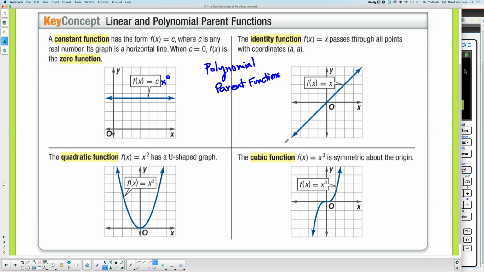Or here's a parent function of a linear. This would be x to the power of 1. Over here, this would be x to the power of 2, and this is x to the power of 3. So with these polynomials, these are the different shapes you could see: a flat line, a diagonal line, a parabola, or an S-curve. Those are the shapes you could see based off the powers. Power 0, 1, 2, 3. Okay, so that's polynomials. We'll see polynomials today.